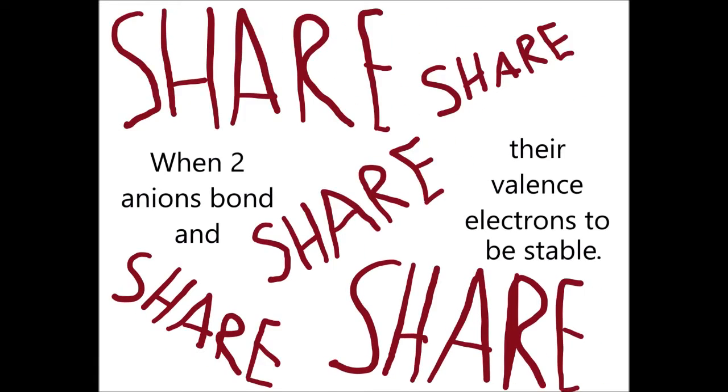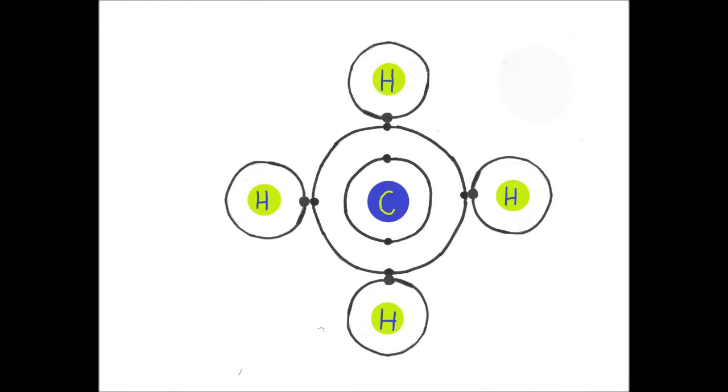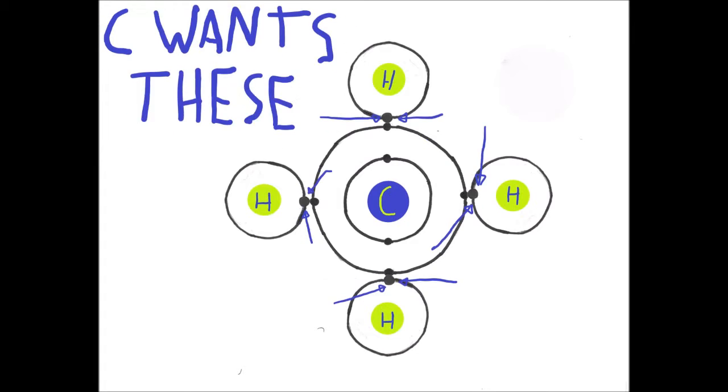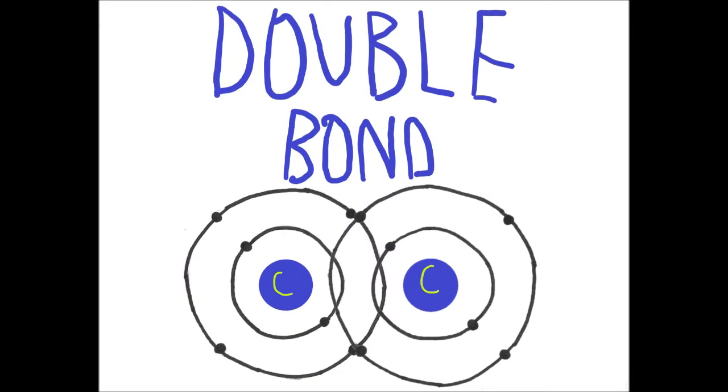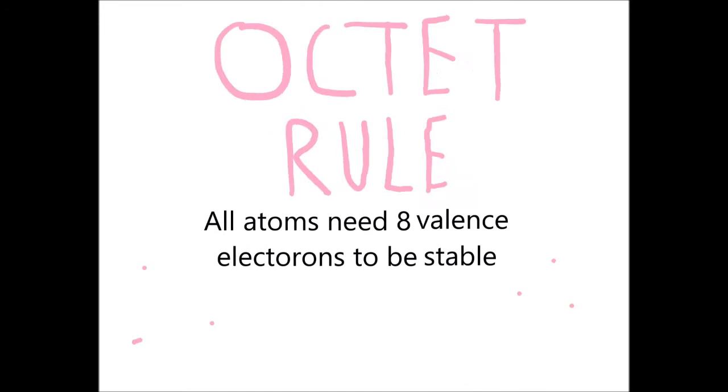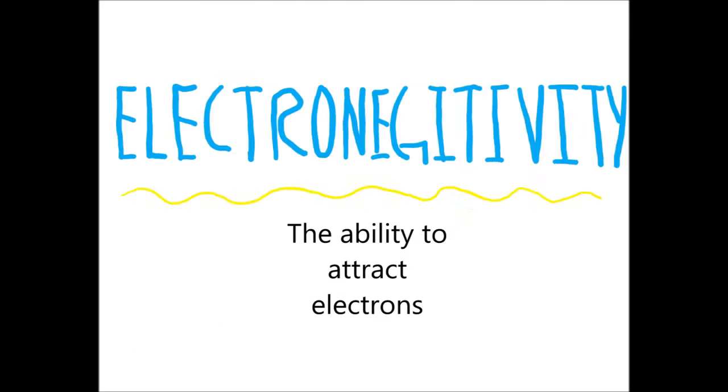A covalent bond is when two anions bond and share their electrons to be stable. They bond because of the electrostatic attraction between the nuclei and share valence electrons. Covalent bonds can have different bonds, such as double bonding and triple bonding. Because of the octet rule, all atoms need 8 valence electrons to be stable.